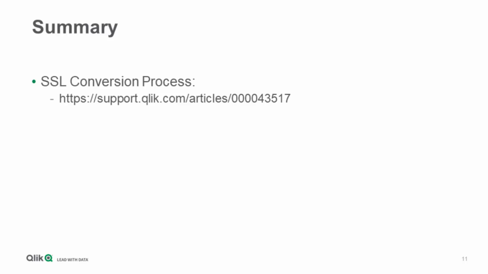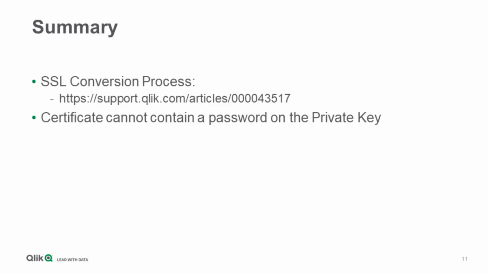So in summary, today we talked about a few things with configuring the button. The first is the SSL conversion process. This is a link to the knowledge article that I shared. This is also available on help.qlik.com, but this will take you through the process on the conversion and how to remove the password so NPrinting can use the certificate. Again, NPrinting will not be able to use a password on the private key, so you would need to run these commands in order to remove it manually.